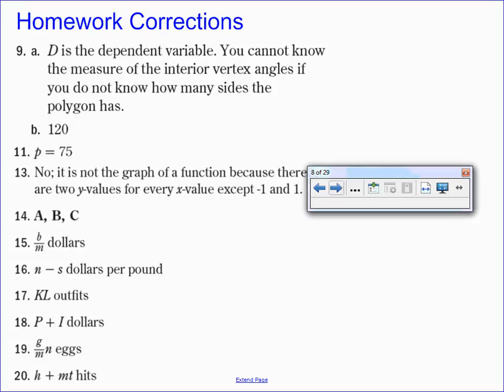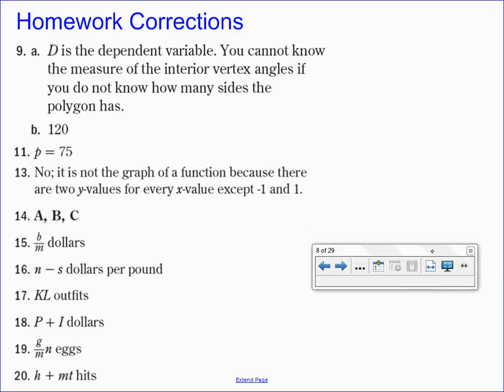9, D is the dependent variable. B, 120. 11, P is 75. No, it's not a function for 13. 14, A, algebra. B, binomial. C, calculator.